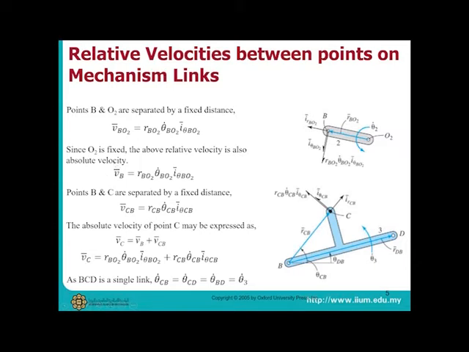Next, you can find the velocity of point C with respect to point B, which is given by this formula. If you want to find the velocity of point C with respect to ground, then you need to add VCB and VB. This velocity is also known as the absolute velocity of point C. Points B, C and D are located at link 3. Therefore, theta dot CB is equal to theta dot CD is equal to theta dot BD and is equal to theta dot 3. You need to remember that theta dot is an angular velocity, which is different from linear velocity.